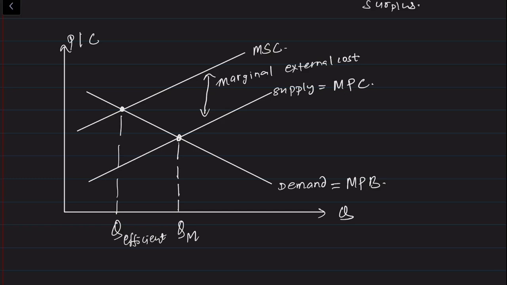So you can notice that since the market equilibrium quantity is higher than the socially efficient quantity, we are overproducing and overconsuming the goods, right? Because we should be producing at the socially efficient quantity. So if we are overproducing and overconsuming, then there must be deadweight loss, right? So this triangle is the deadweight loss.